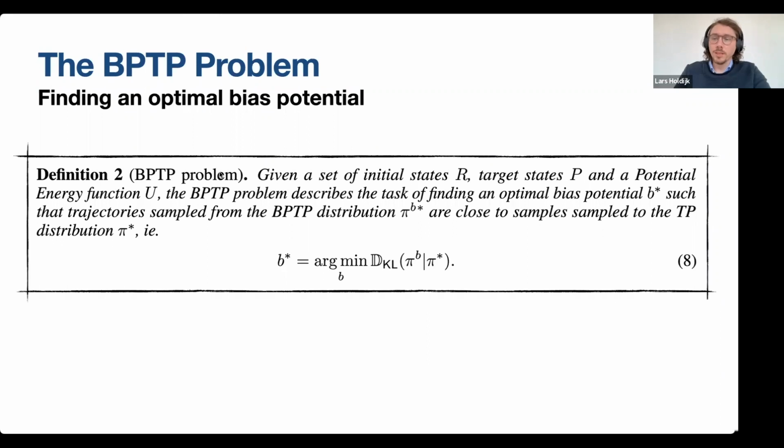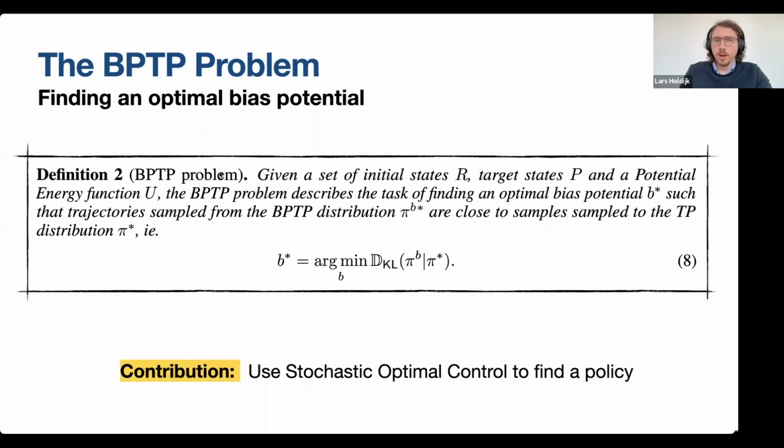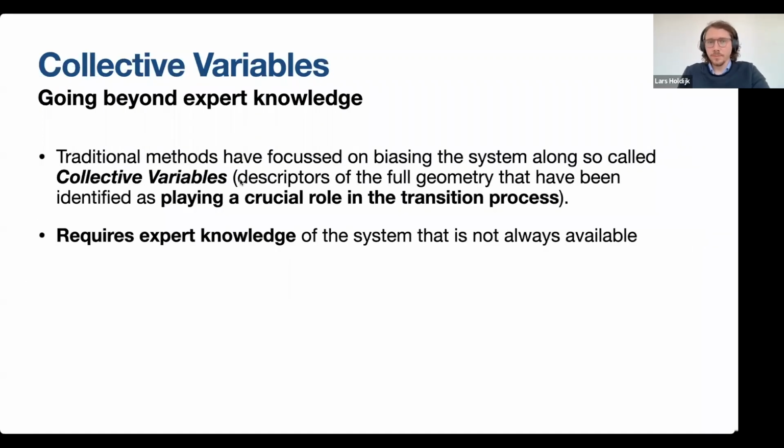What we're going to be doing instead in this work is not looking at the Schrodinger bridge problem, but using stochastic optimal control to find this policy B that minimizes this KL divergence. And one more thing is that we're going to be doing this without using collective variables. I hinted at this before: in most cases, we have an intuition as to along which bonds or which atoms, like in which points in the molecule, we need to make these transformations. But we're not going to use this intuition, because once we go to larger systems, this is not going to work.